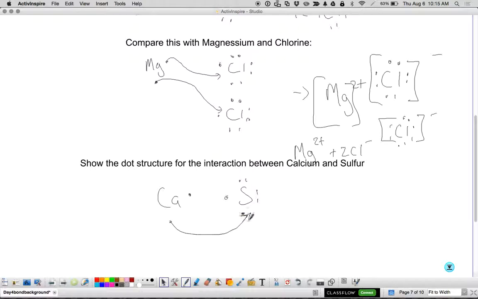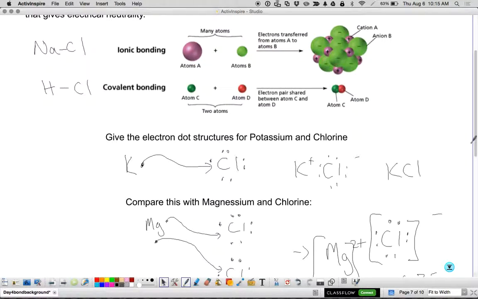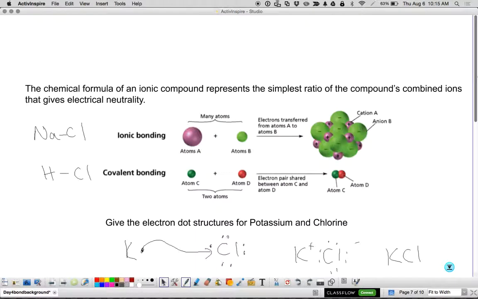So now, that's just straightforward, okay? We share 1 electron here, we share 1 electron here, we get Ca2 plus and S2 minus. All right? So the chemical formula for this would be CaS. The chemical formula for this would be MgCl2. And the chemical formula for this top one would just be KCl. All right? Because the chemical formula for these represents the simplest ratio of the ions.